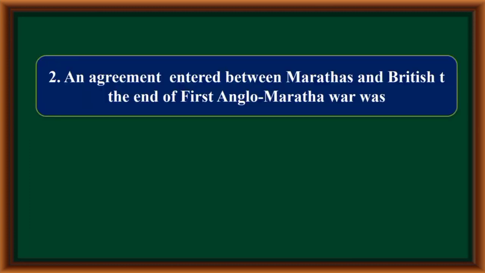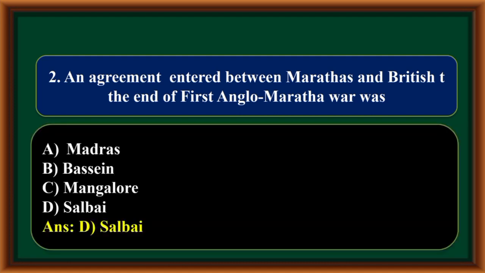An agreement entered between Marathas and British at the end of the First Anglo-Maratha War was Madras, Basin, Mangalore, Salbai. Correct answer is option D, Salbai.